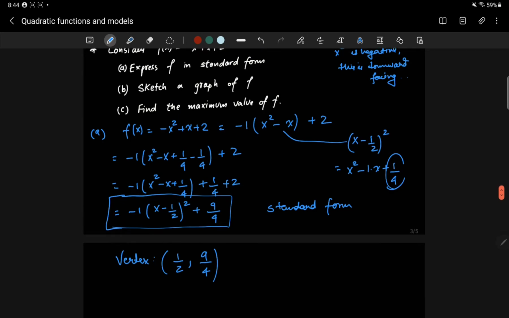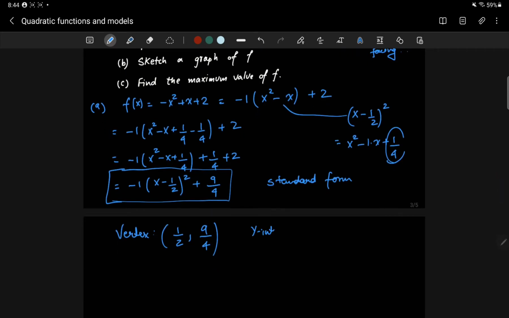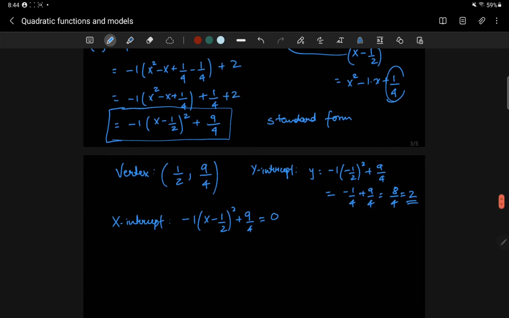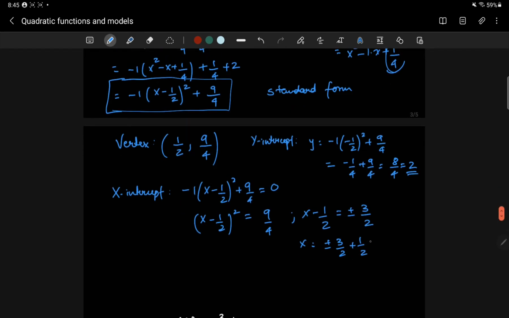So that's the vertex. We still need to work on the intercepts, right? So the y-intercept, that's going to be x is 0, so negative 1 times negative 1/2 squared plus 9/4, negative 1/4 plus 9/4, 8/4, which is 2. And then the x-intercept is when negative 1 times x minus 1/2 squared plus 9/4 is 0, or x minus 1/2 squared is 9/4, x minus 1/2 is plus minus 3/2, x is plus minus 3/2 plus 1/2. So 3/2 plus half is 2, and negative 3/2 plus half is negative 1.